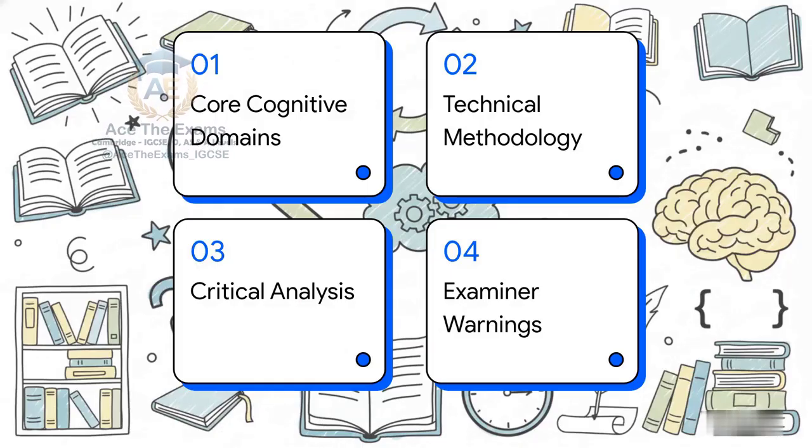To secure a unanimous verdict for those top marks, we're going to follow an examiner's mindset blueprint. Think of this as our trial strategy. 1. Core cognitive domains. 2. Technical methodology. 3. Critical analysis. And 4. Examiner warnings. Let's build the case.